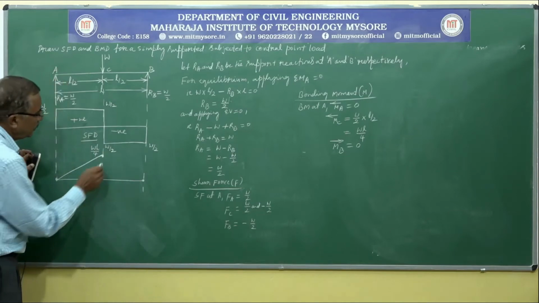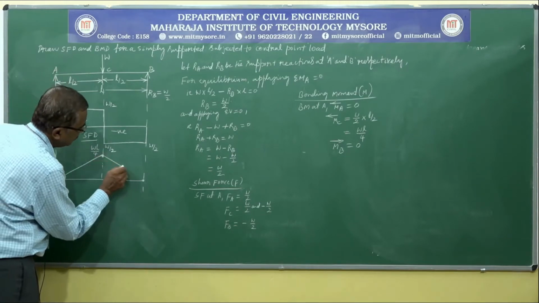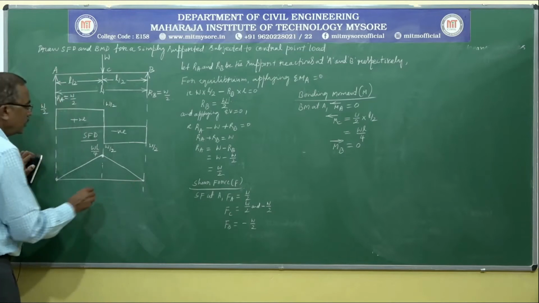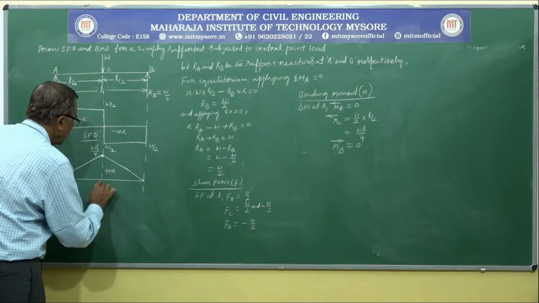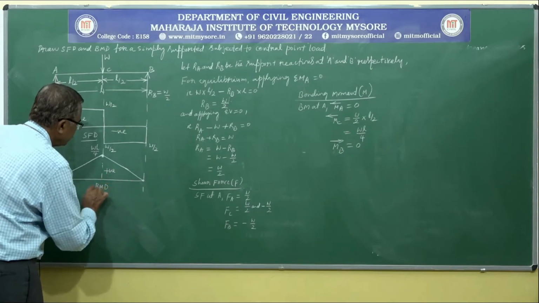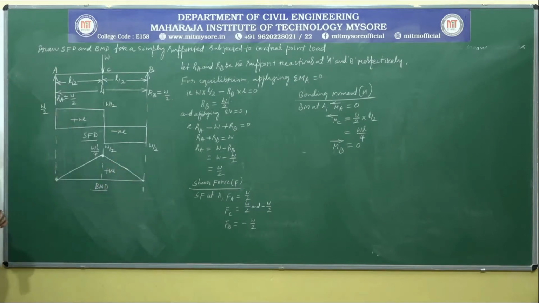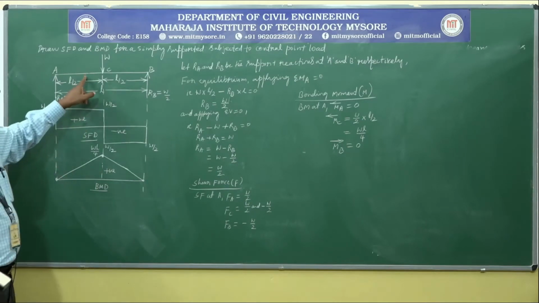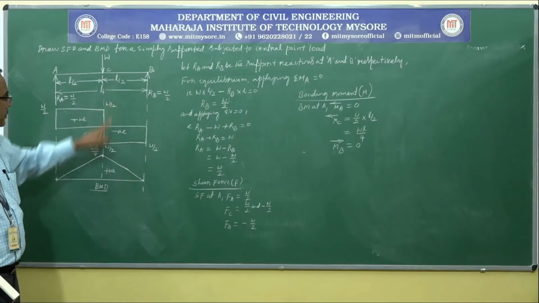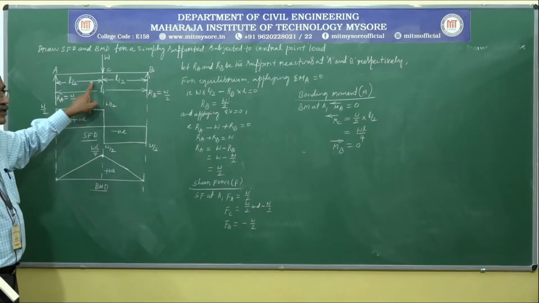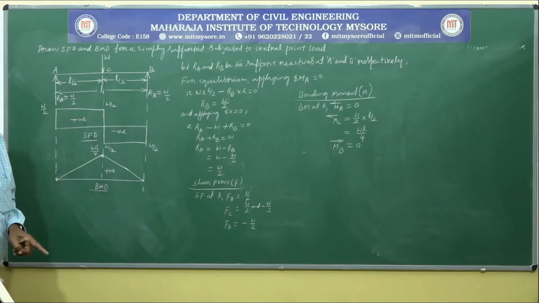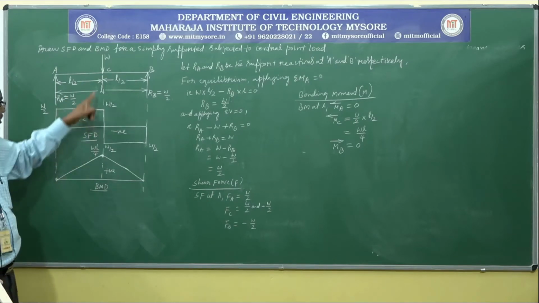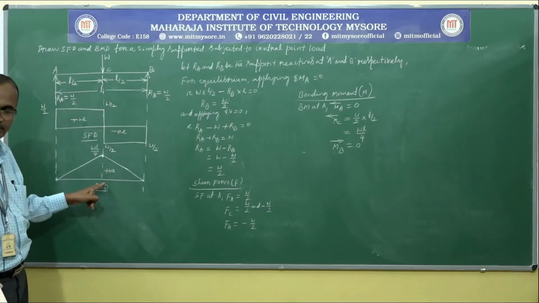And between C and B, no load, again it is linear. Above the reference line, it is positive. This is our bending moment diagram. So when a simply supported beam is subjected to a central point load like this, we can always expect a sagging bending moment, and the maximum bending moment always occurs at the center.